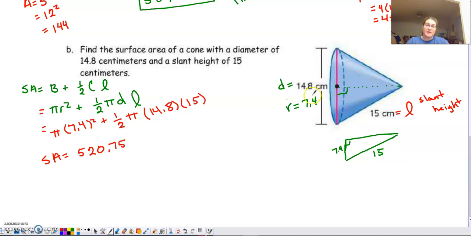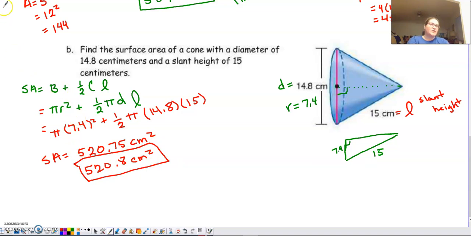And we are talking here about centimeters squared. So here we go. We need to round to our nearest tenth. So that would be 520.8 for my final answer. If I were typing it in, that's what it would look like. That's the nearest tenth. All right, there's example 2.